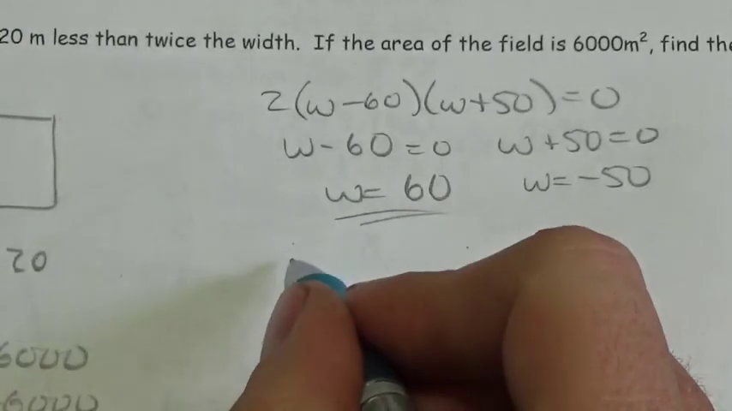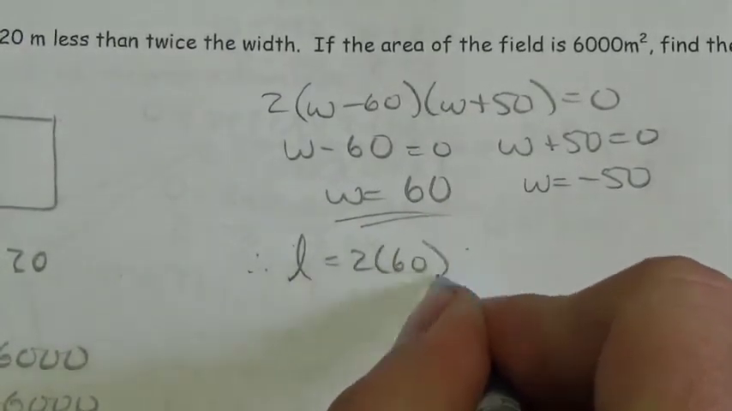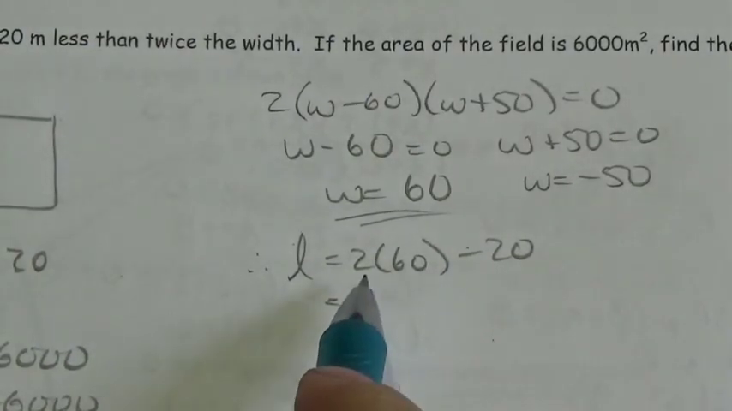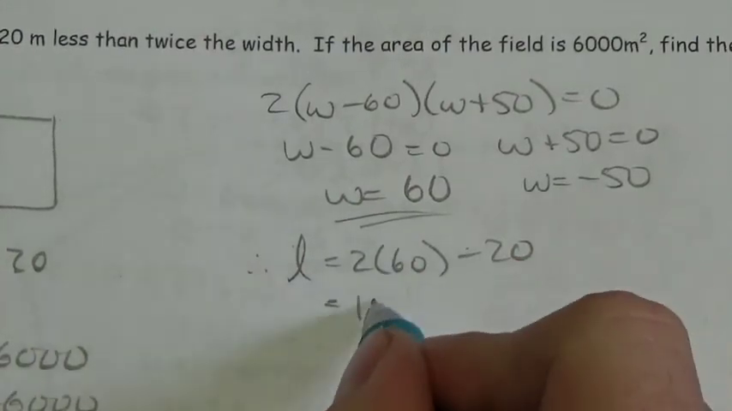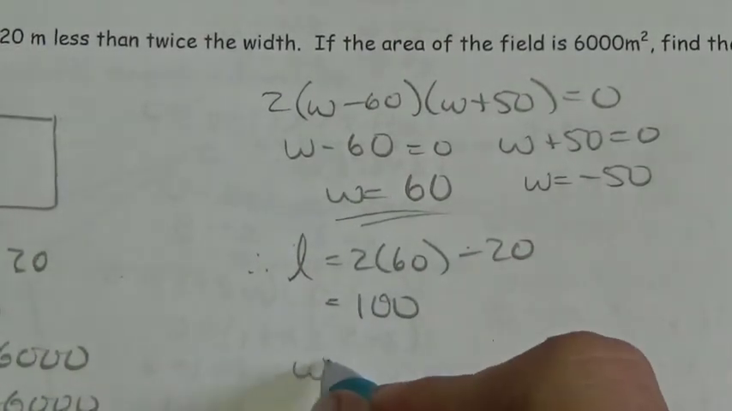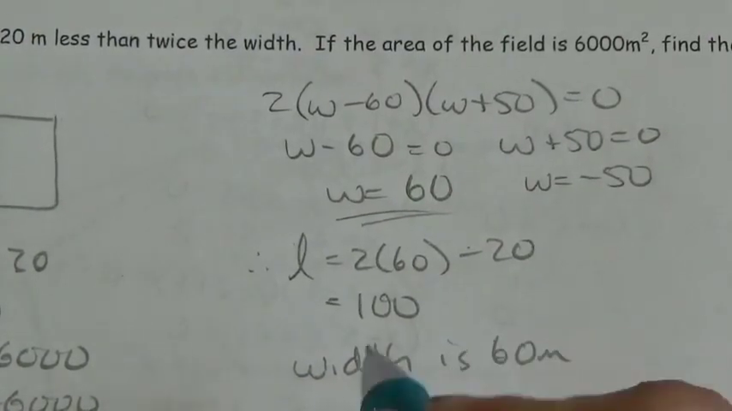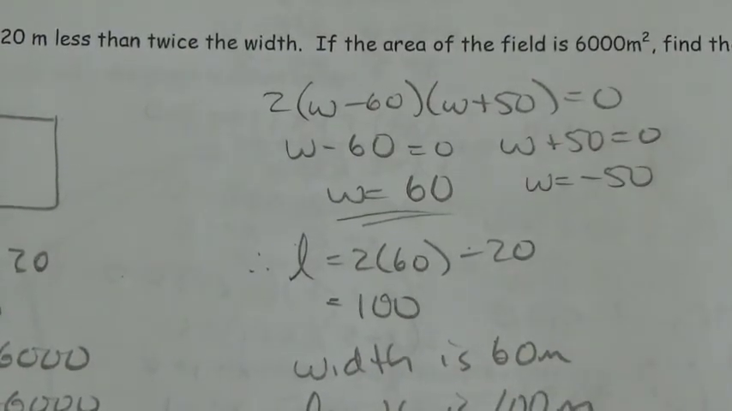And if that's true, then we know that L is going to be 2 times 60 minus 20. Okay, let's just think about that. 2 times 60 is going to be 120 minus 20 is going to be 100. So my width is going to be 60 meters. My length, okay, is going to be 100 meters.